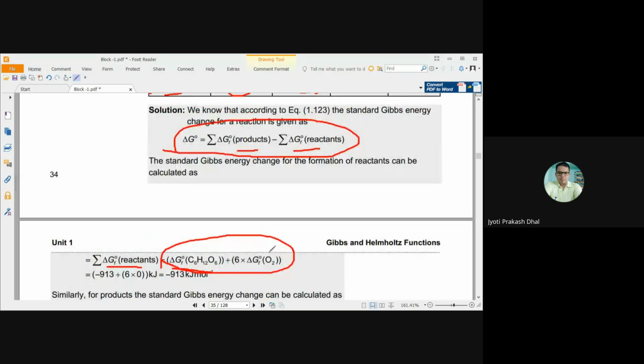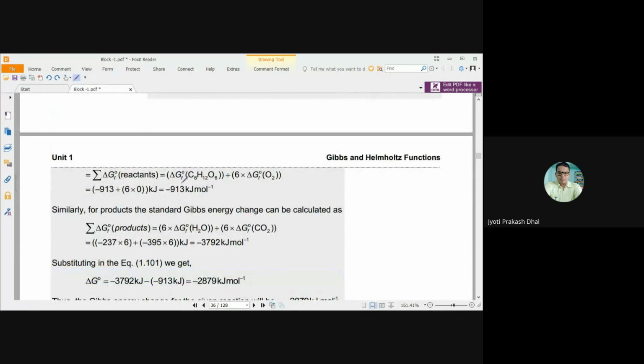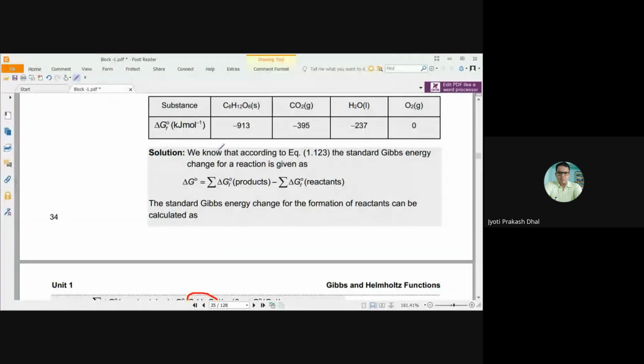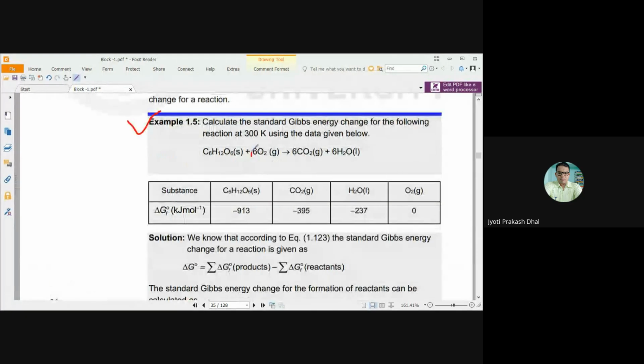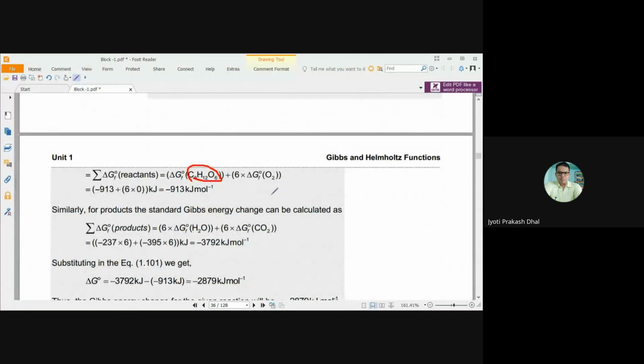From the table you can find that for C6H12O6 the del G F naught value is minus 913 kilojoule per mole. That is del G F naught of C6H12O6 plus del G F naught of 6 oxygen molecules. As oxygen is an element, the del G F naught value of oxygen is 0. So the final value of del G F naught of the reactants equals minus 913 kilojoule per mole.